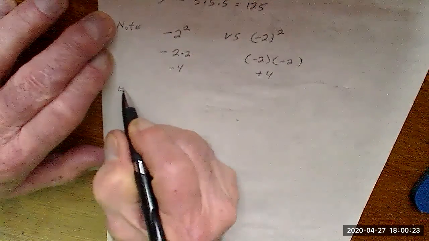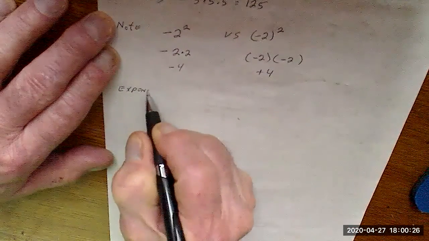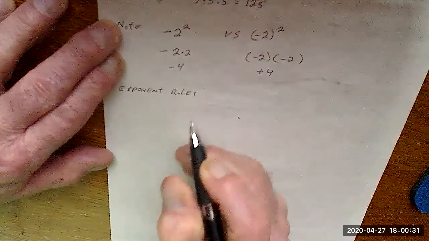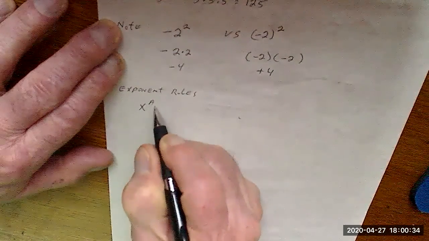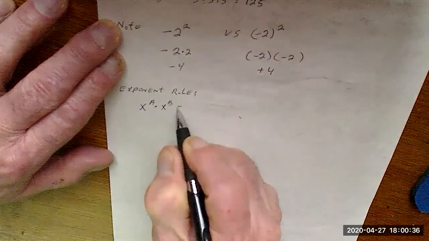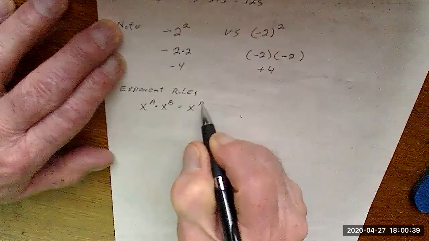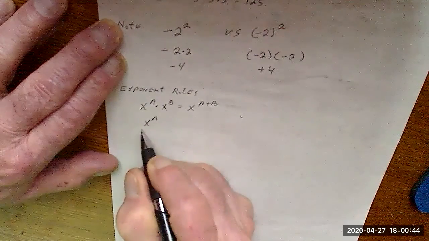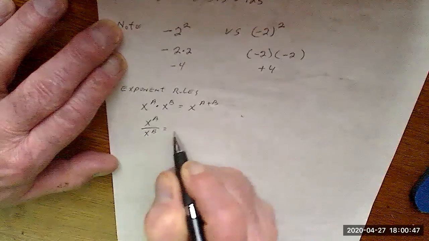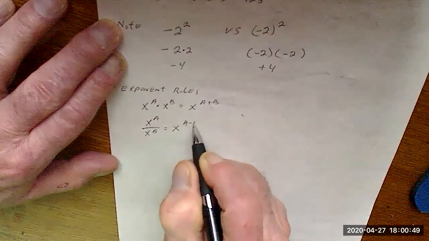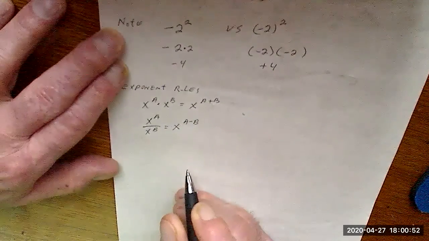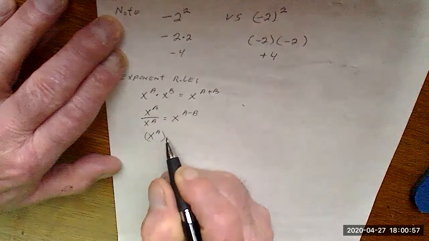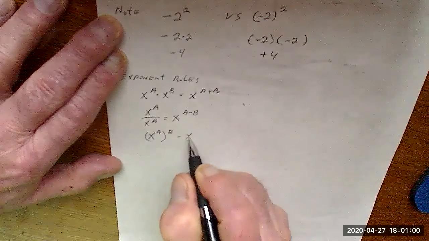Let's look at some exponent rules. The 3 rules are, when we're multiplying exponential numbers, we keep the base and we add the powers. When we're dividing exponential numbers, we keep the base and we subtract the powers in proper order. And lastly, when we take an exponential and raise it to another power, we multiply the powers.